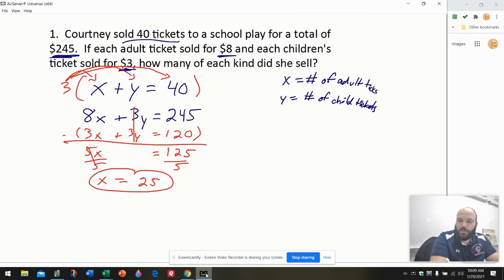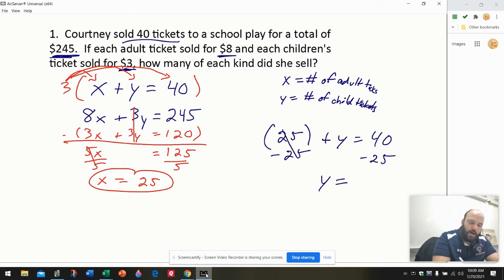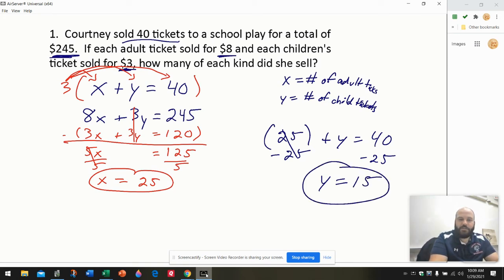To do that, we're going to use one of our two original equations. I'm going to use x plus y equals 40 because it's the easiest one, and I'm going to plug 25 back in for x. So when I write x plus y equals 40 and put the number 25 in for x, I subtract 25 from both sides to solve it, and I get y equals 15. So there you go. That means she sold 25 adult tickets and 15 children's tickets.